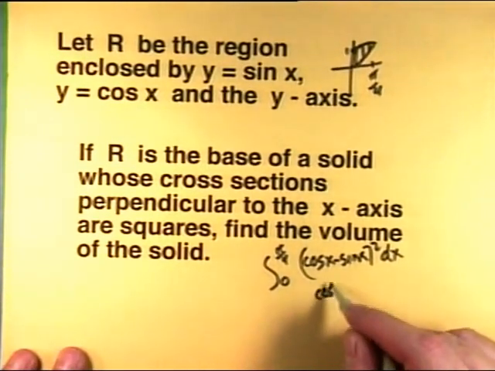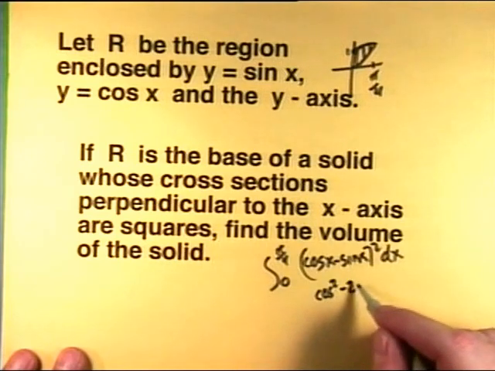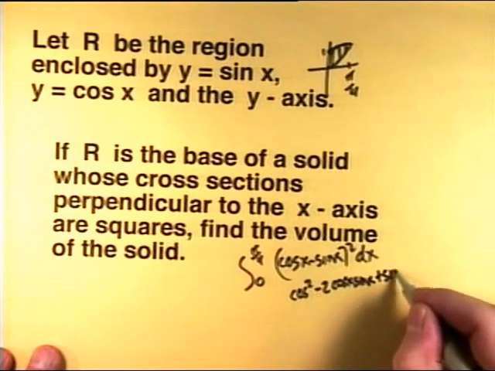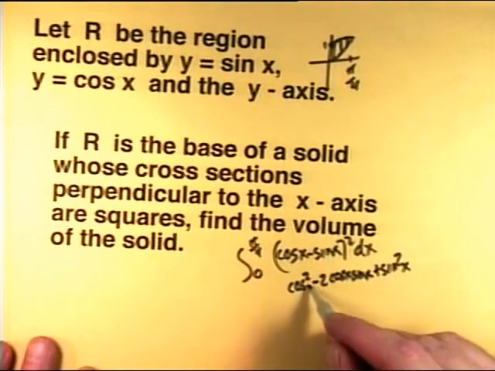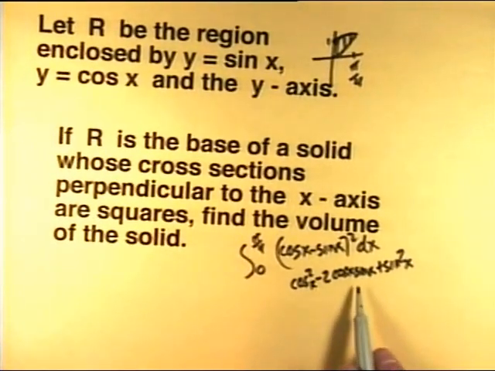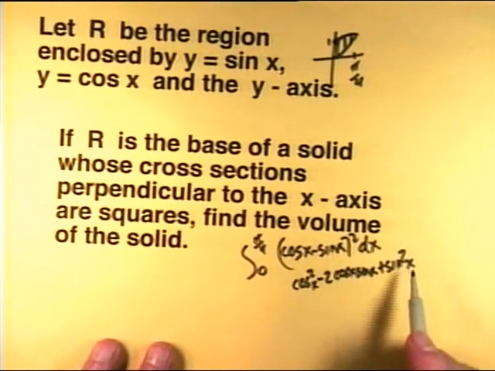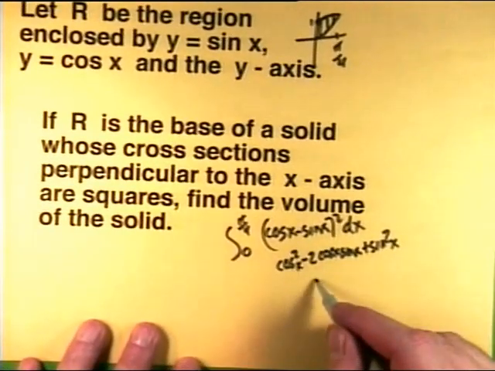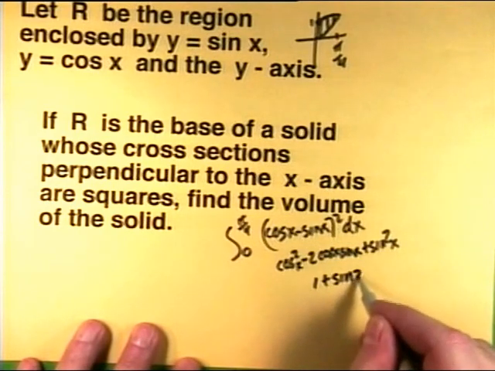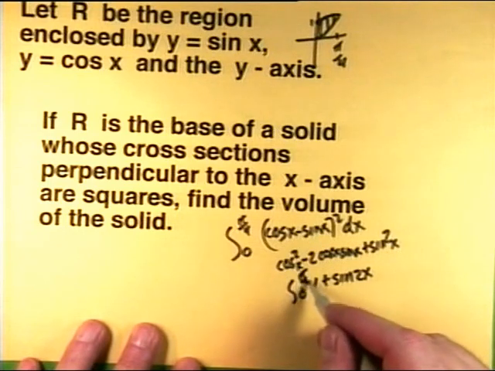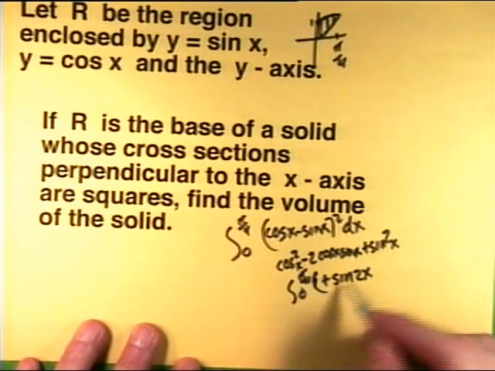this would be cosine squared minus 2 cosine x sine x plus sine squared x. So this actually simplifies to something. First of all, do you know what 2 cosine x sine x simplifies to? Remember that identity? Sine of 2x. Very good. And cosine squared plus sine squared is 1. So it's 1 plus sine of 2x. And that is a lot easier to integrate than that, right? So you could have done that.